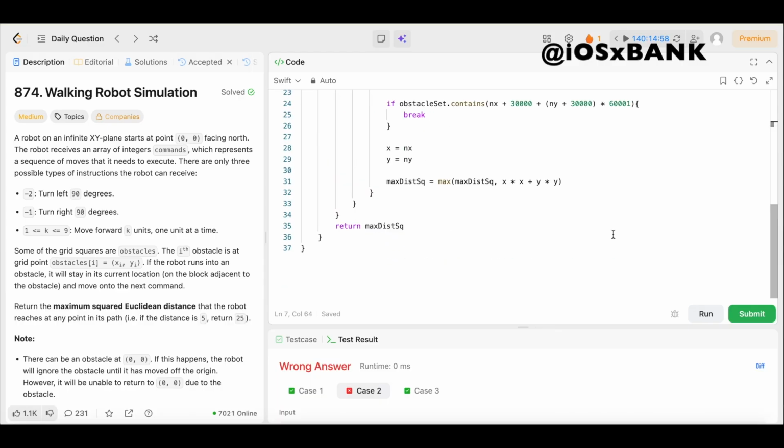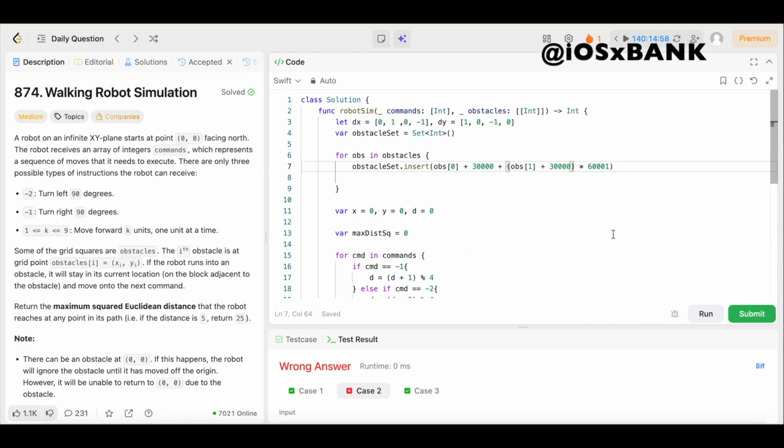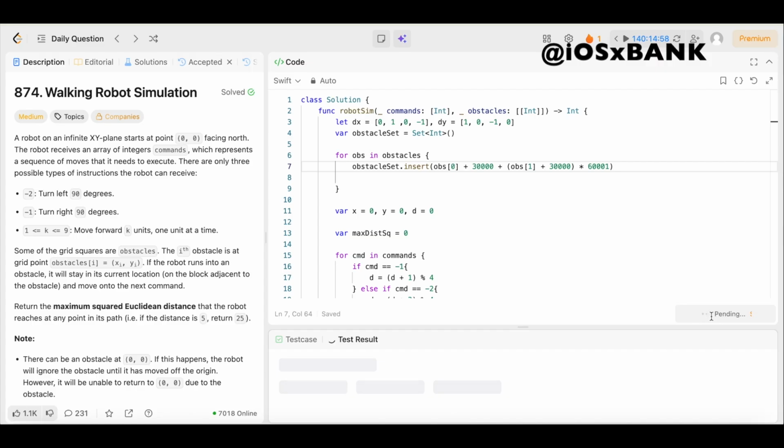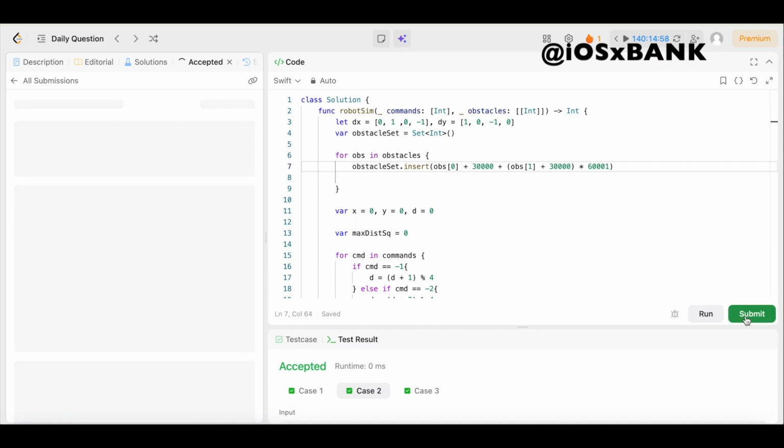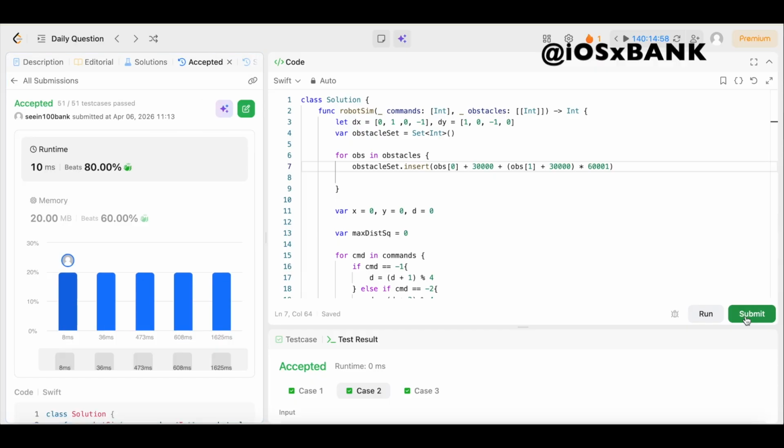So let's check that. Let's check down here. Make sure 30 should be 30,000 everywhere. Let's run it again, see if that did the trick. It's accepted, so let's go ahead and submit it. Make sure it's still accepted after we submit it. Let's see, and look at that, y'all. 10 milliseconds beats 80% of users. Not bad at all, y'all.